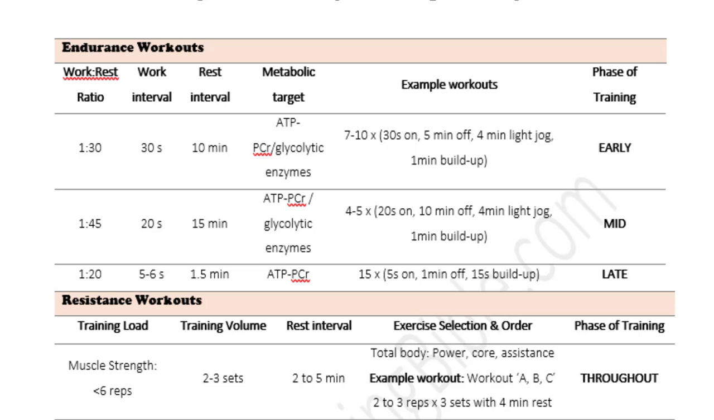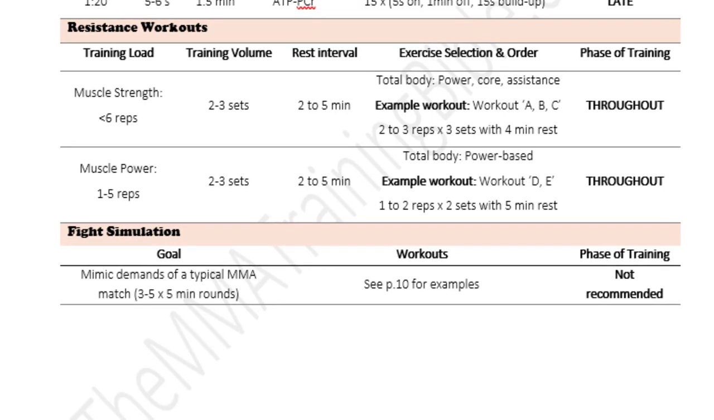You should be slotting endurance workouts in your fight plan again from the top of this table moving to the bottom, and again you can use the phase of training guidance on the right side of this table to help you do this. And again, you can see here that you're hovering around 30-second intervals right down to intervals as short as 5 to 6 seconds in the taper. For resistance workouts, we focus on muscle strength and muscle power equally through the taper. Now again, you can refer to pages 11 to 15 in this document to learn about the specific workouts that we recommend, and again, in this case it's A through E.